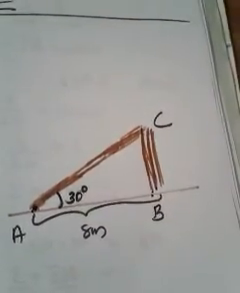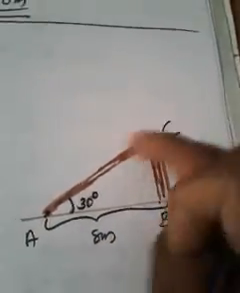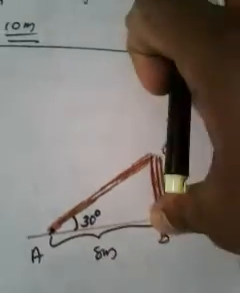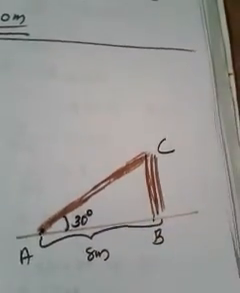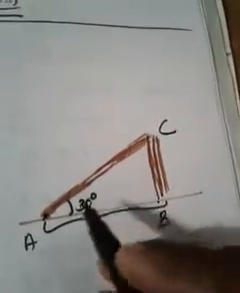Then only we will get the total height of the tree, because BC is a part of the tree and AC is the broken part of the tree. When you add BC and AC, that will give you the complete length of the tree. So BC we have to calculate first and AC we have to calculate. Which is the angle given here? So what all the things you have to write here?